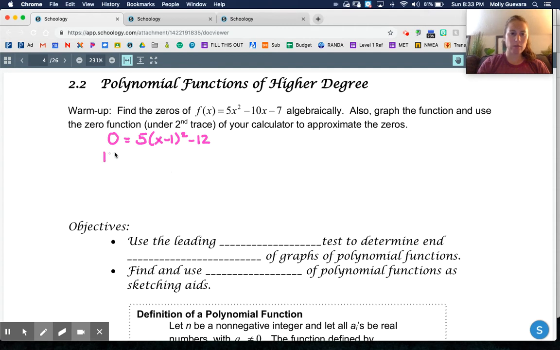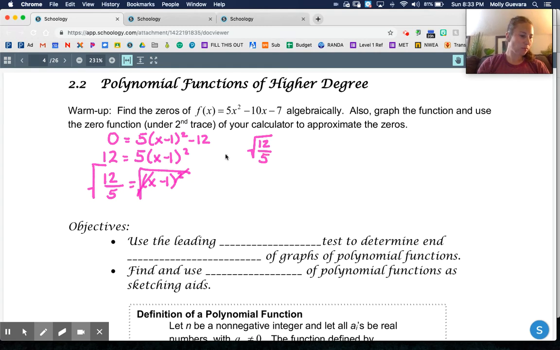So if we add 12 to the other side, and then I'm trying to solve for x, so I have to divide by 5. So 12 over 5 equals x minus 1 squared. And again, I'm trying to get that x by itself, so I have to take the square root of both sides, and the square root and the square cancel, so that's kind of the whole point. So I have the square root of 12 over 5, and I can't forget the plus or minus, and this equals x minus 1.